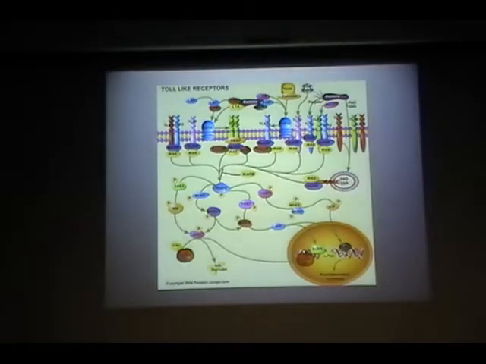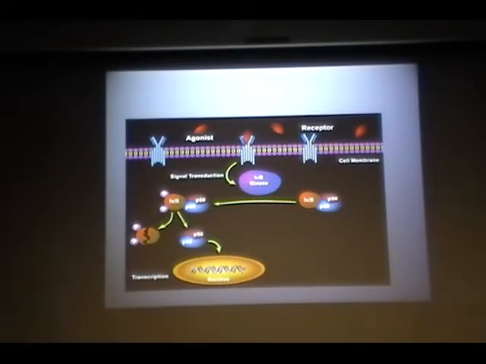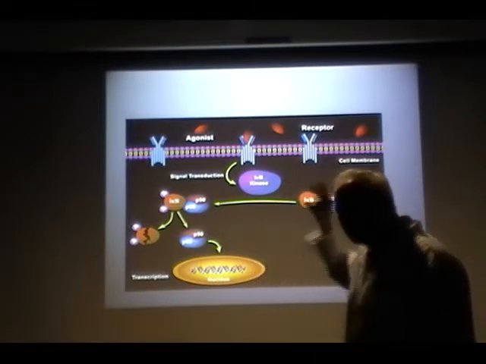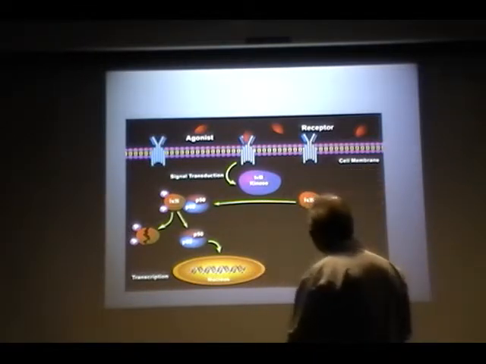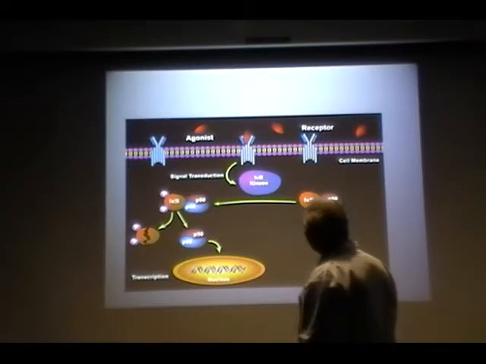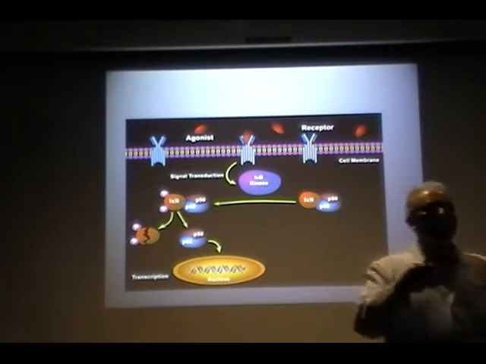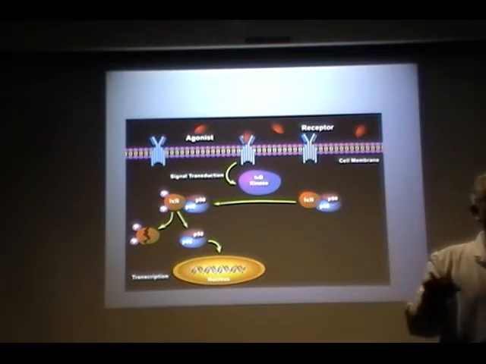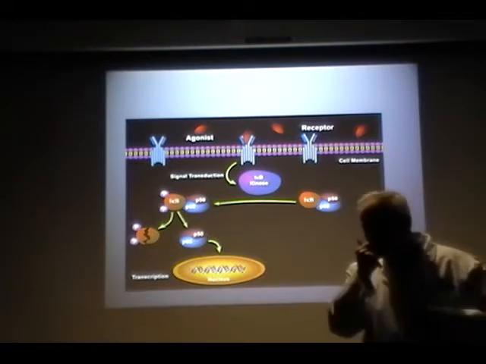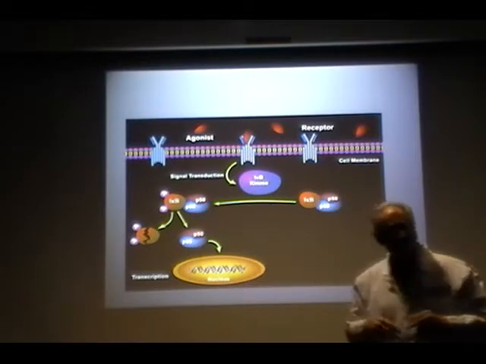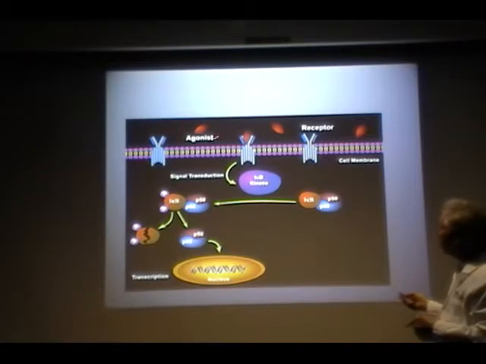I want to get to this. Now, why is this important? The other two are important, but they're too complex. I want to get to the bottom line of all of this. So here you've got an agonist. An agonist is anything that will react with a receptor that will promote signal transduction. An antagonist is something that will block it. So in this case, let's call this a PAMP.